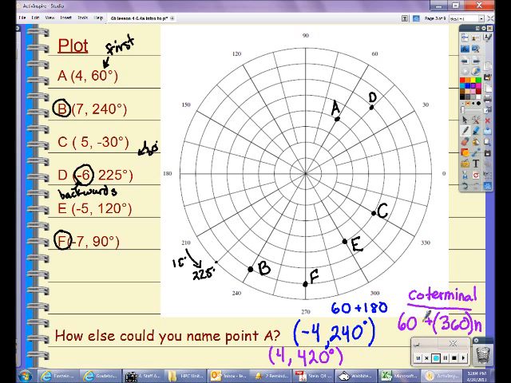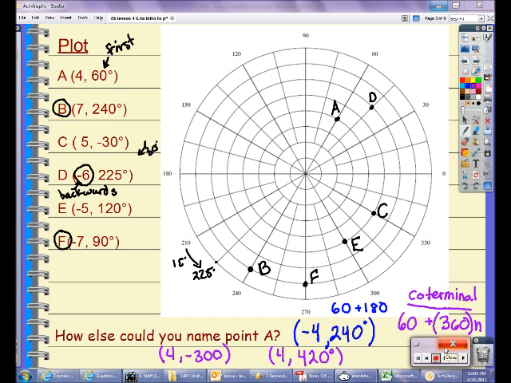Or we could have subtracted 360. That's 360 times -1. 60 minus 360 means we could have said -300. So there are many ways to name how to get to point A.